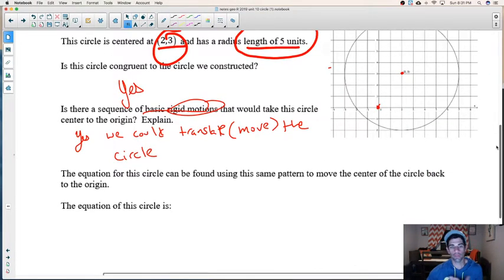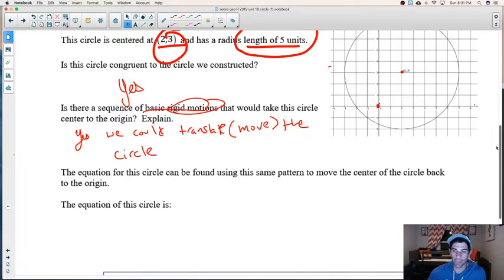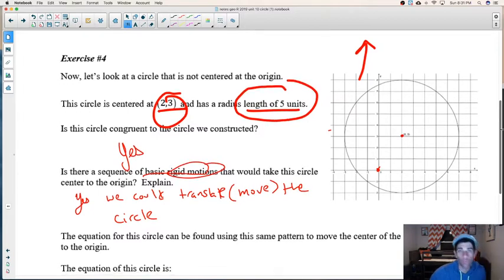So the equation of this circle can be found using the same pattern to move the center of the circle back to the origin. So what does that mean? Translation: if I'm going from (0, 0), moved 2 to the right and 3 up, that's how you got to the point (2, 3). So the equation of a circle comes from doing that backwards, which would mean that instead of going 2 to the right and 3 up, I would be going 2 to the left and 3 down, or 3 down and 2 to the left.